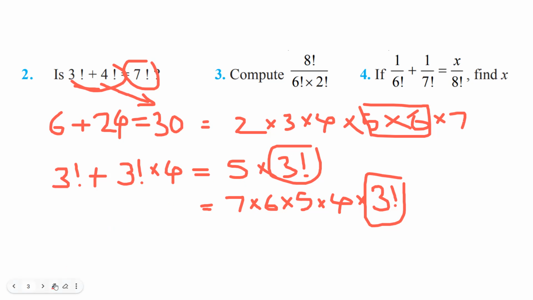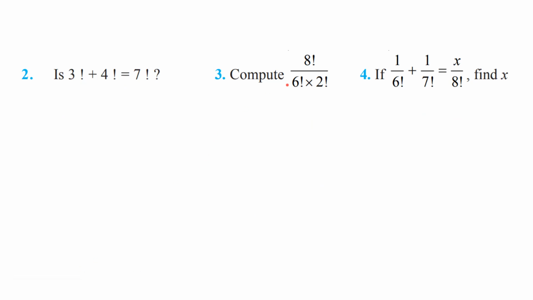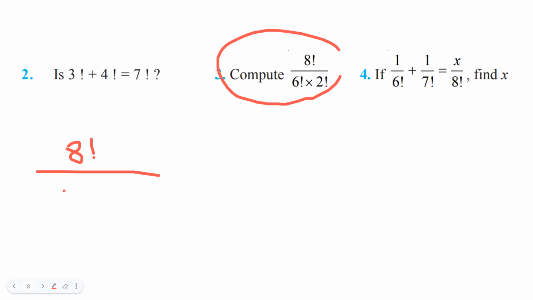Let me erase all this stuff. Now we will discuss the next question. 8 factorial divided by 6 factorial multiply 2 factorial. So here 8 factorial can be written like this.